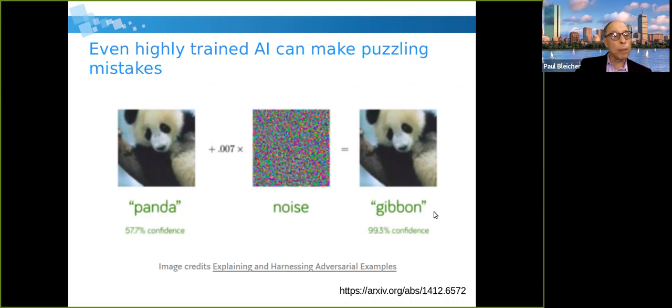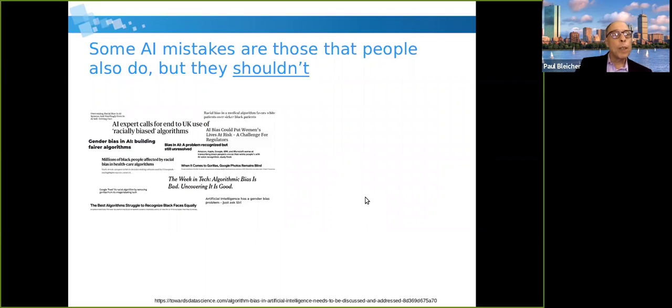So what's interesting about this is we don't necessarily understand why it called it a panda and why it called it a given. And you can think about how nefariously somebody could add information that could change an AI in a way that is quite dangerous and we wouldn't want to happen. So some of the mistakes that happened are those that people also would make, but that they really shouldn't.